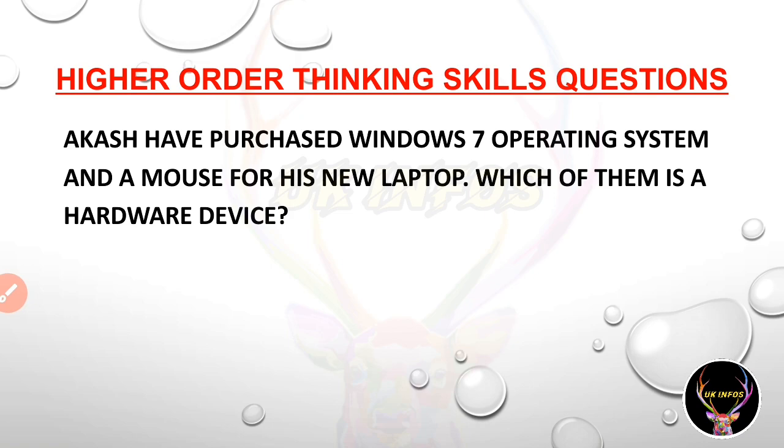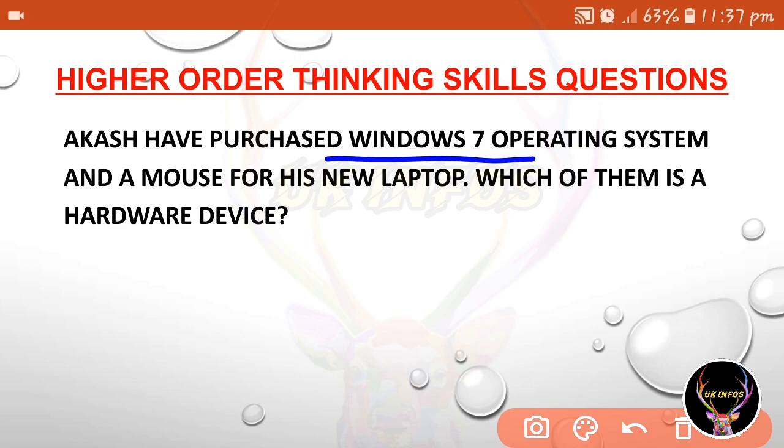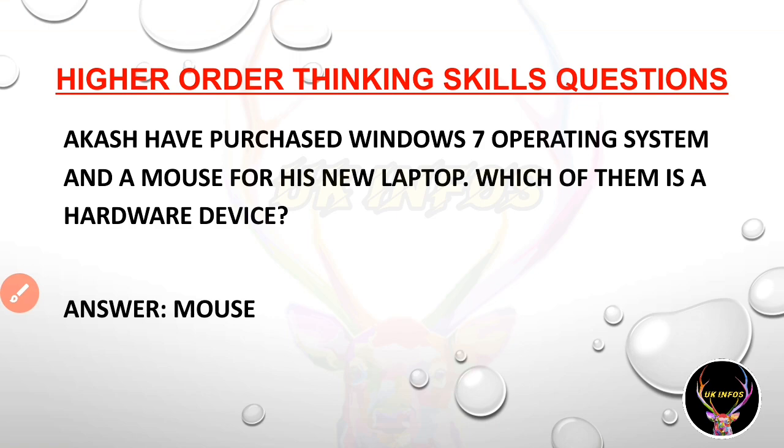Akash has purchased Windows 7 operating system and a mouse for his new laptop. Which of them is a hardware device? Windows 7 or mouse? The answer is mouse. Windows 7 is an operating system, that is software.